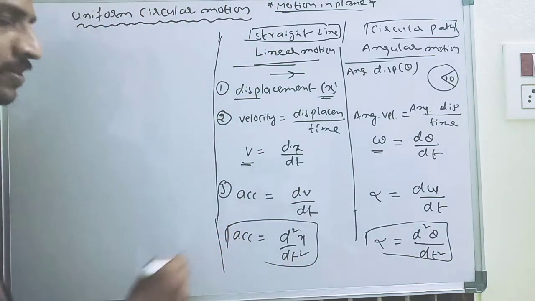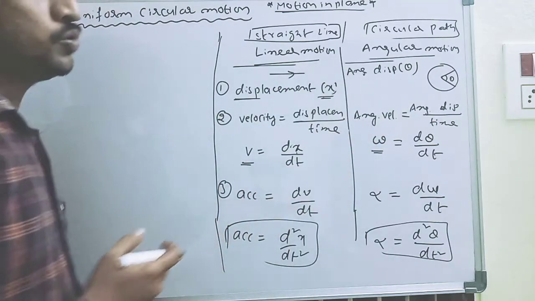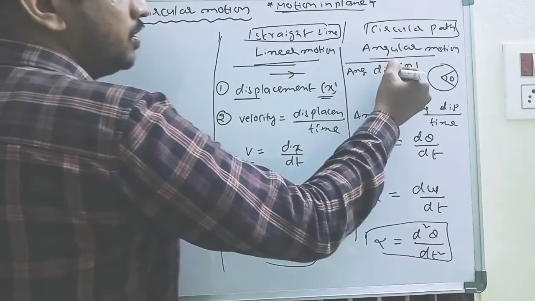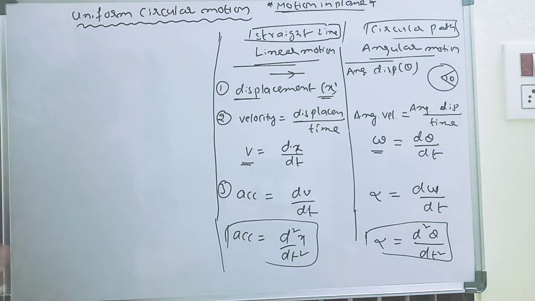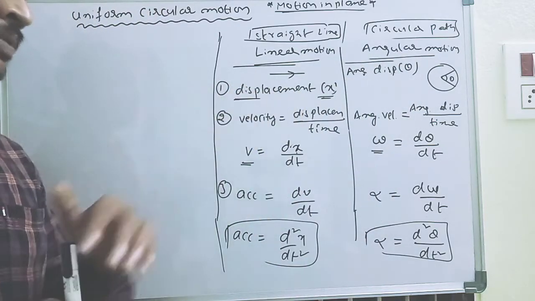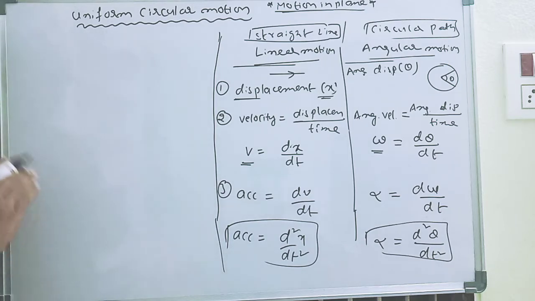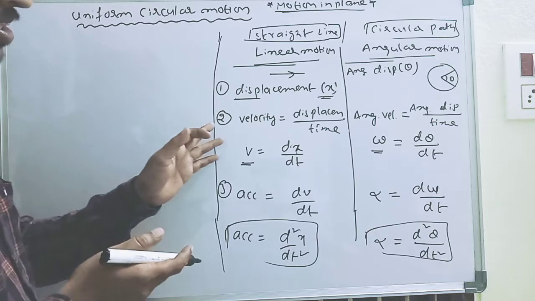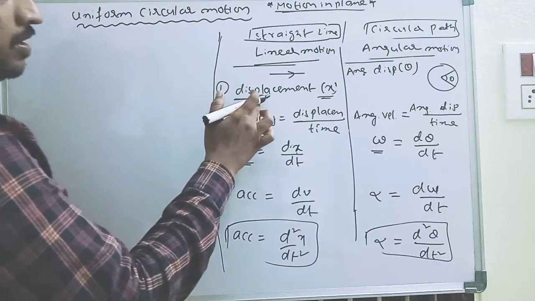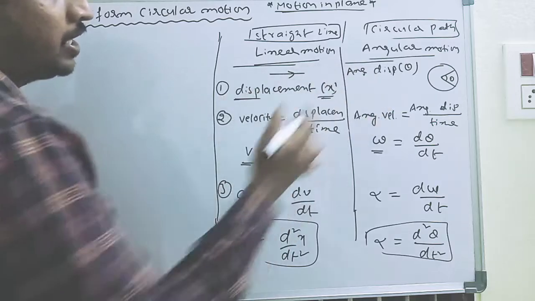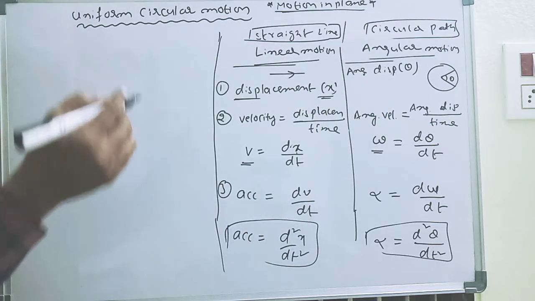So this is the main difference between linear and angular motion. Here we are using theta, which is nothing but angular displacement theta. Here, linear displacement x. Okay. So now we go with the relation between angular velocity and linear velocity. First of all, the relation between linear displacement and angular displacement.